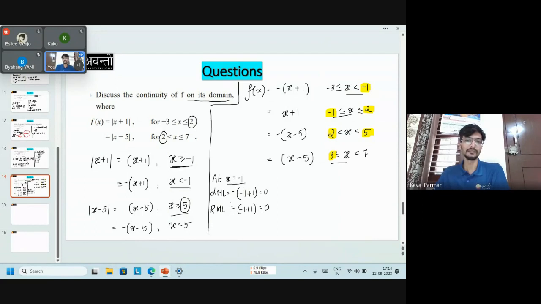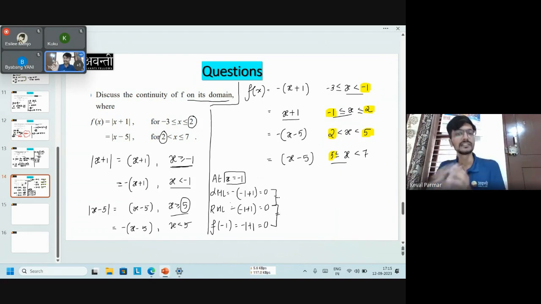We put x equal to minus 1. And lastly, f of minus 1. Where there is equality? Here. So we'll use this definition. Again, minus 1 plus 1, which is equal to 0. Now, all these are equal. That means the function is continuous at x equal to minus 1.